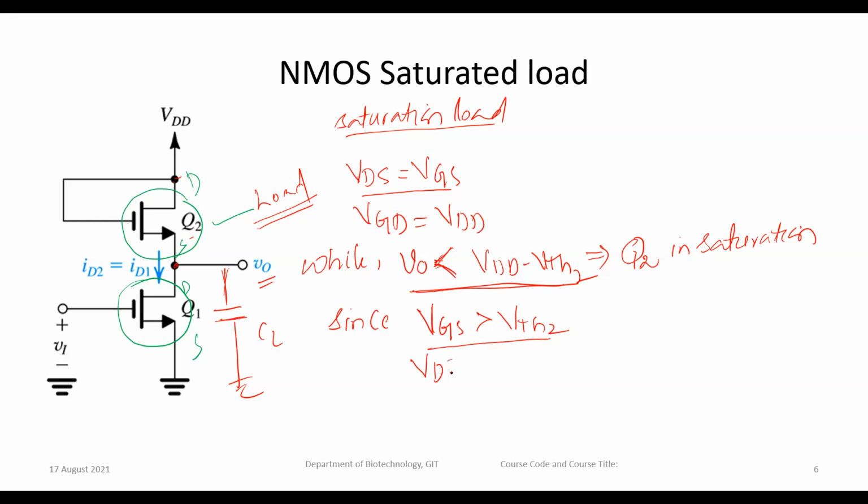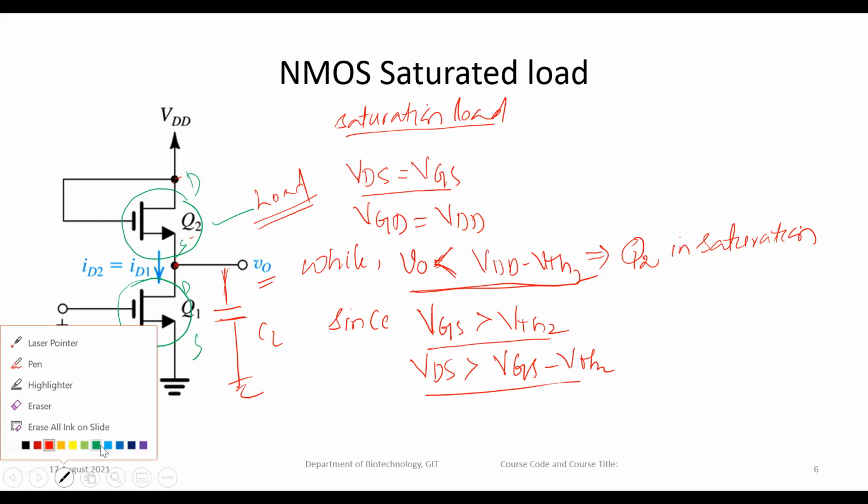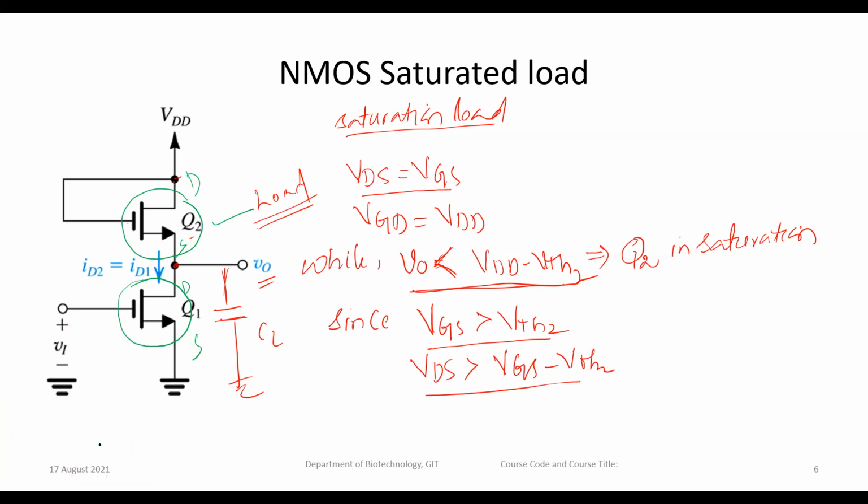So VDS, the drain to source voltage, is also greater than, because V naught is less, so this voltage is more, VGS minus VTH2. So what are the conditions for saturation mode? Any MOS device should be operated in what? Saturation mode. The conditions are, two conditions I told you. Conditions for saturation.